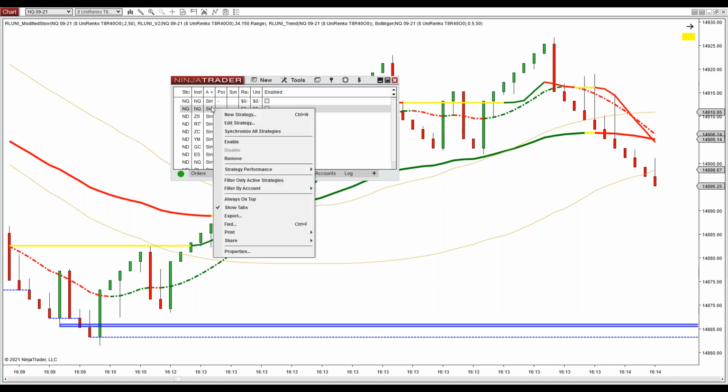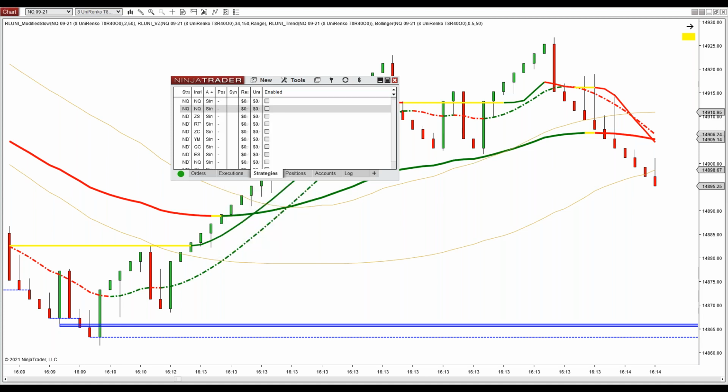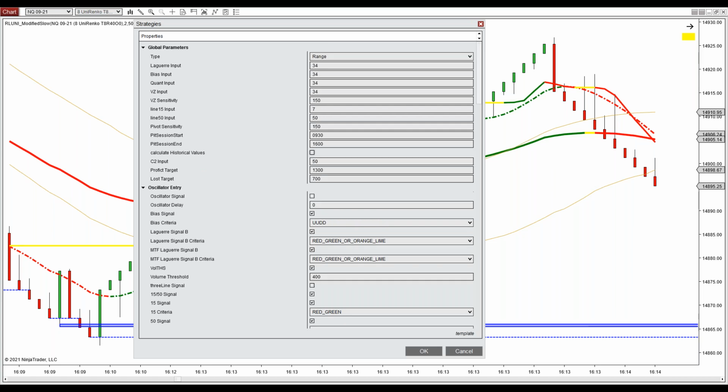Here's the aggressive. And again, all these inputs are standard for the NASDAQ. And like I said, we're going to the Russell.